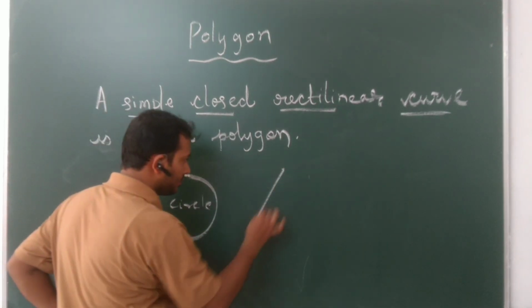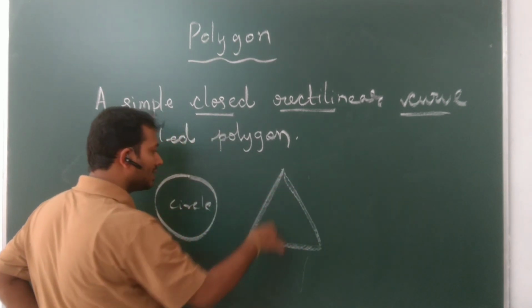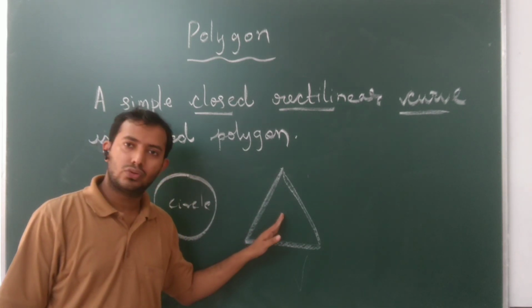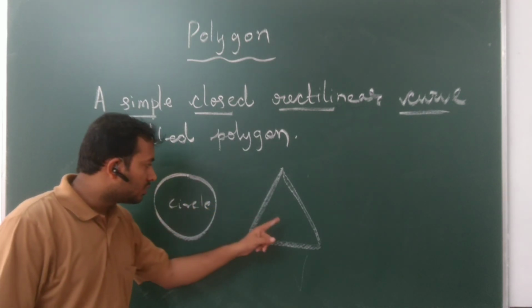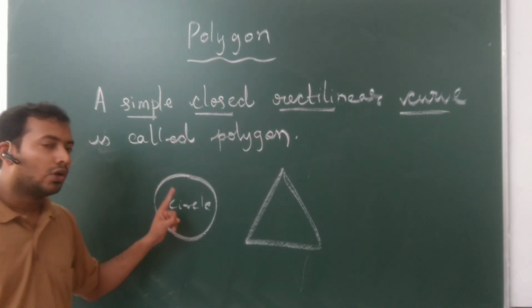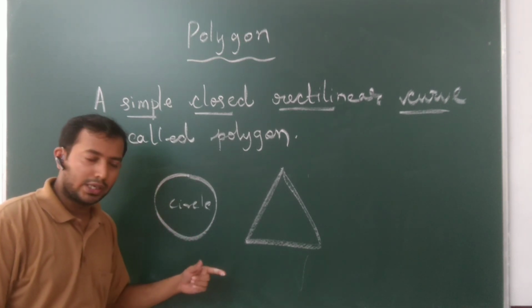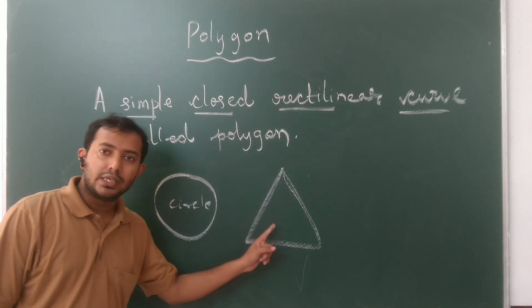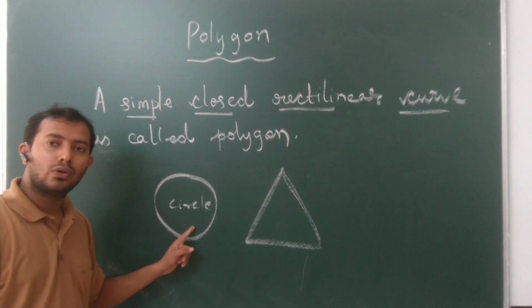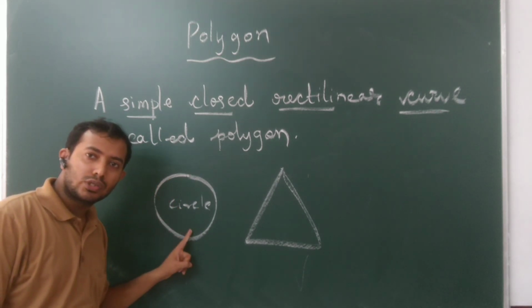If I take this one, if we start from here, go and join. So you can see here, the starting and ending meet. So this is closed and this is also closed. This is your rectilinear closed curve, and this is a non-rectilinear closed curve. And one more thing, this is your rectilinear closed and simple, and this is your non-rectilinear closed and simple.